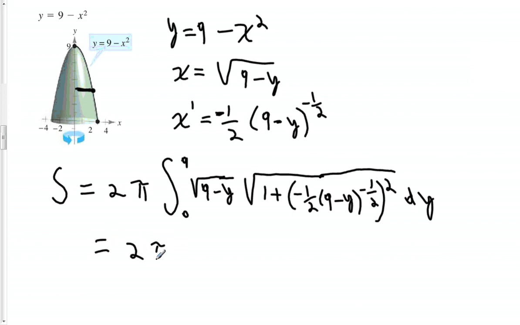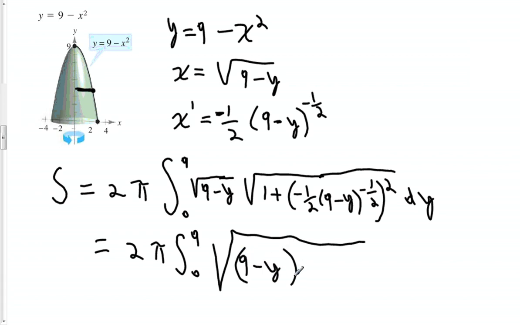pi times the integral from 0 to 9. And we can take these two radicals and combine them into one big radical of 9 minus y multiplied by 1 plus, and then we can square this. If you square negative 1 half, you get 1/4. And if you square 9 minus y to the negative 1 half, you get 9 minus y to the negative 1 power, dy.